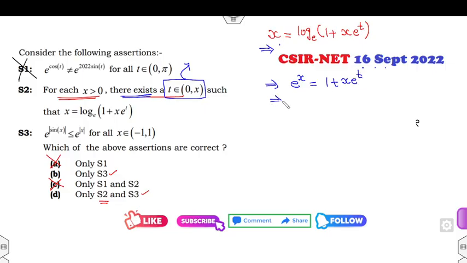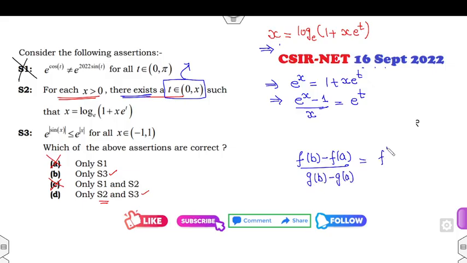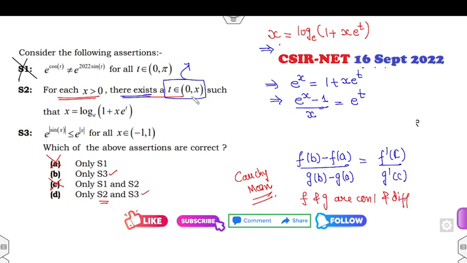Fine. I can also write it as (e^x minus 1) over x, which is e^t. Now you can see this just looks like (f(b) minus f(a)) over (g(b) minus g(a)), which is f dash of c over g dash of c. Let me know what is the name of this. That's the Cauchy mean value theorem. Fine. So the only condition is f and g are continuous and differentiable on this interval.